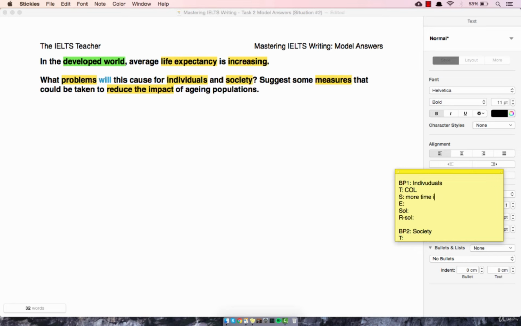So more time in retirement. We haven't prepared ourselves to save enough money for that length of life, let's say. And a consequence of that is that we'll need to depend on families perhaps as well, and that could be quite a burden on familial relationships.